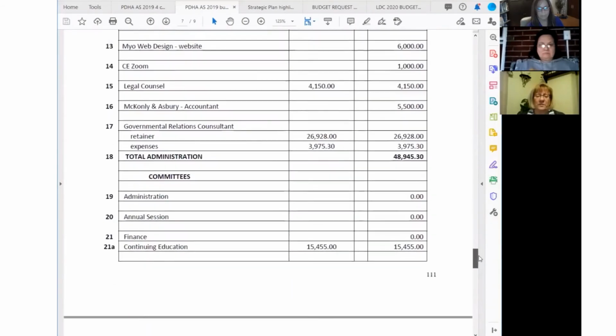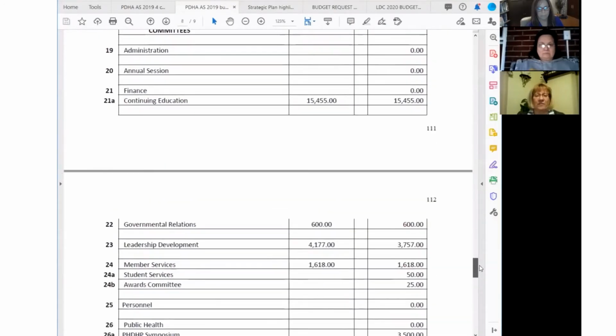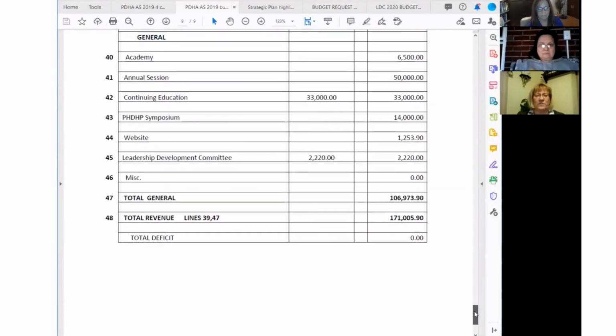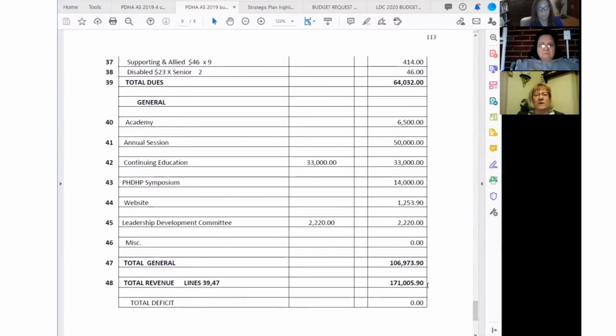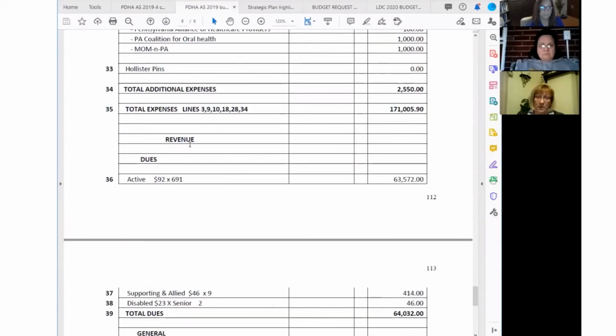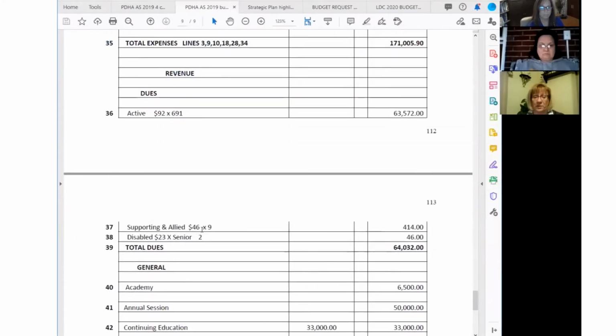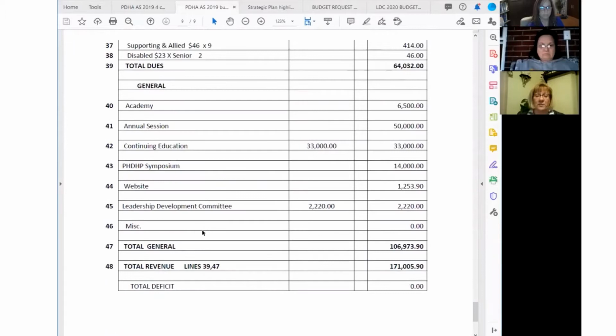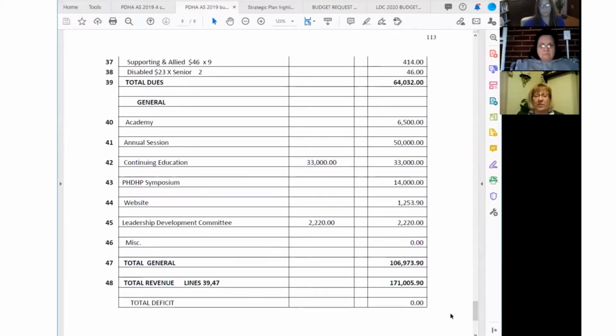As we go down to the very end of it, after all the committees and after all these other ones, you will now see the revenue. The revenue side is 3 main areas. You have your membership dues, you have annual session, and you have our continuing education courses. Yes, there are some other areas where we get some revenue as well, but those are the 3 main areas that we get our revenue. So we need to have a revenue amount that will sustain and support all the other things that we want to do in the organization for that year.